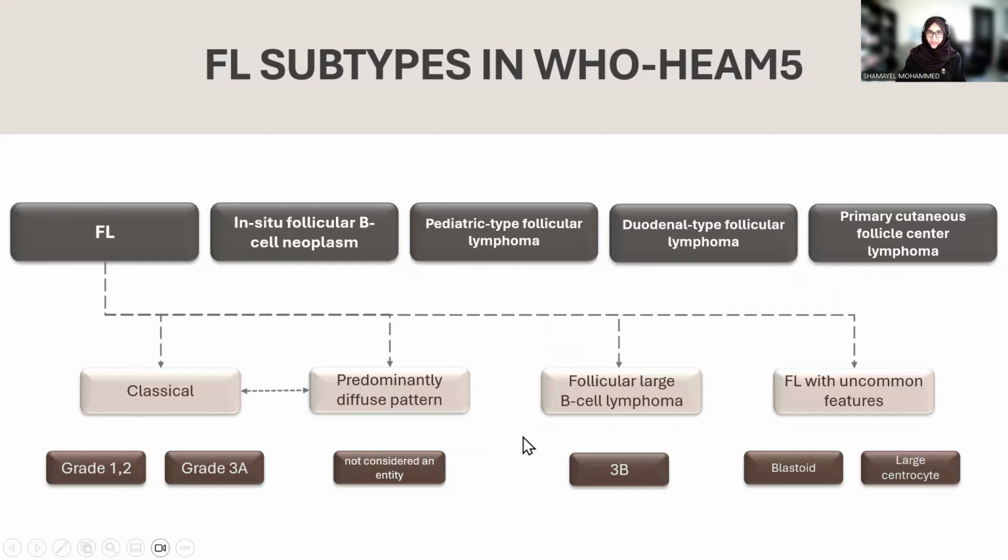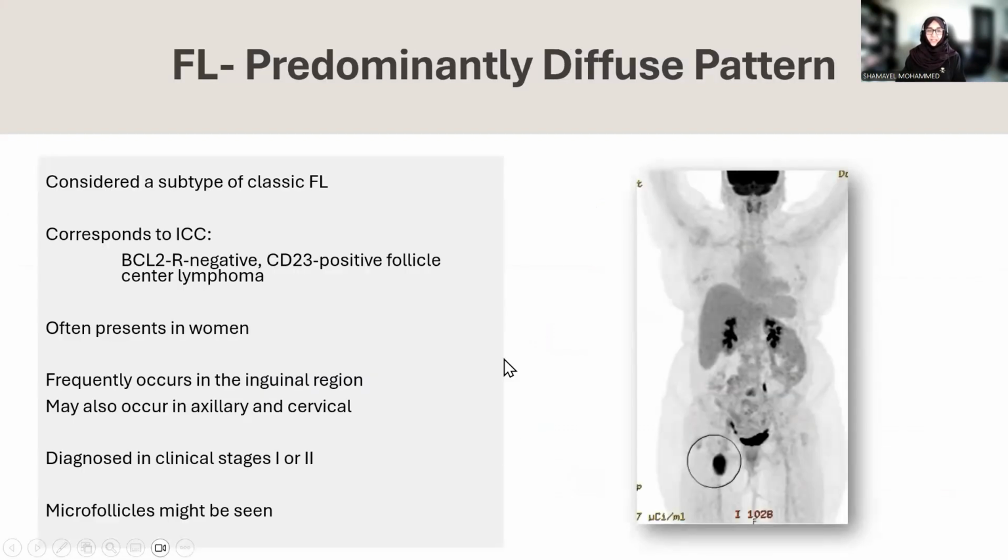Now, let's look at more morphological variants. The next is follicular lymphoma predominantly diffuse pattern. This is considered as a subtype of the classical follicular lymphoma. It corresponds, in the ICC, to BCL2 negative, CD23 positive follicular center cell lymphoma.